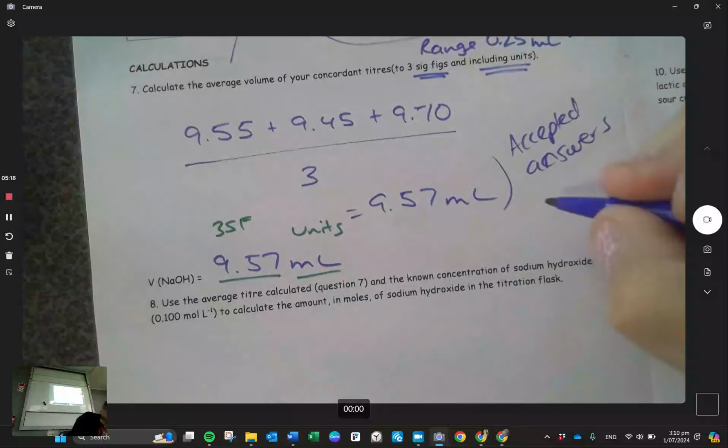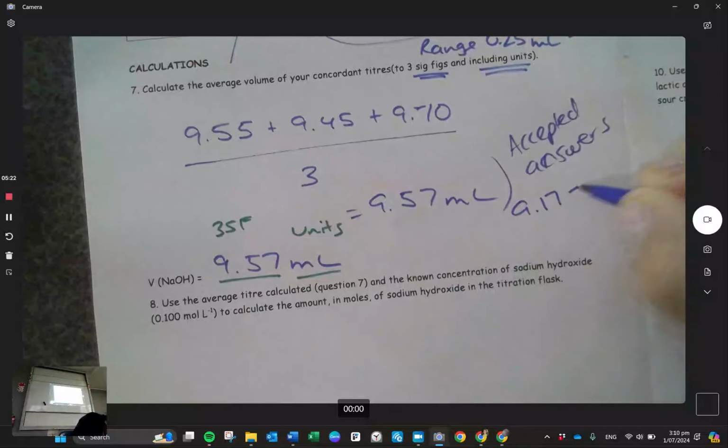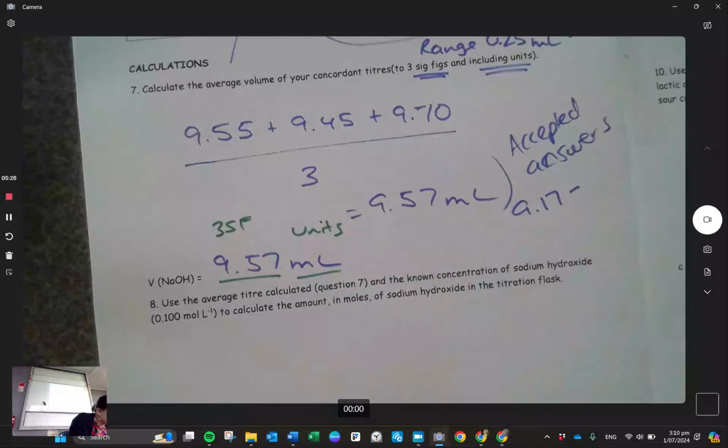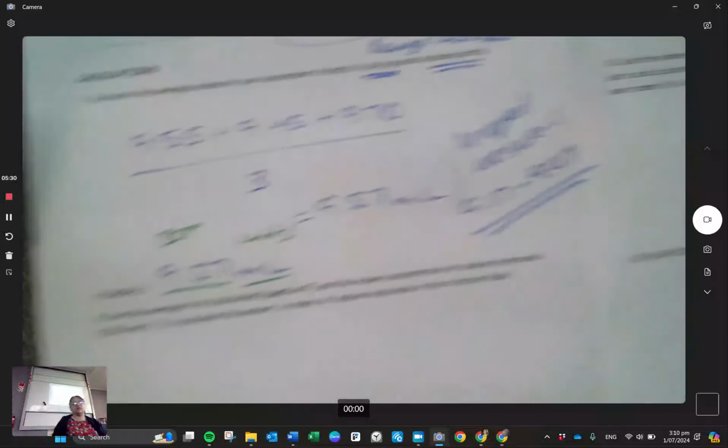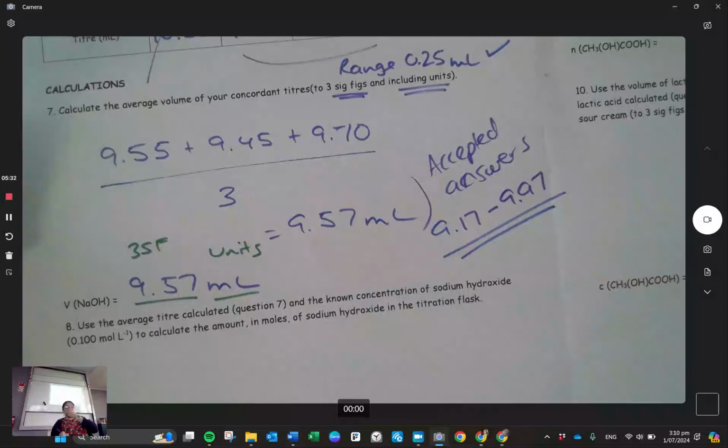is I would be accepting anything from 9.17 to, I think it's 9.97. So this is the range that I'm going to accept. You need to be within that range, okay? If you're not in that range, you're stuck at achieved.